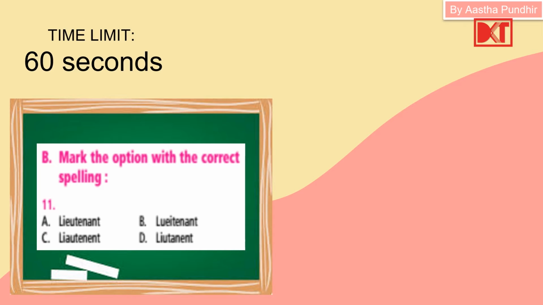Alright. So here the word is lieutenant and the correct spelling is, yes, A. Lieutenant. Now, lieutenant is a certain rank of officer in the navy. Okay.